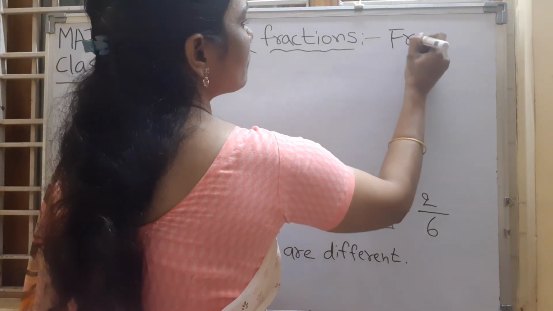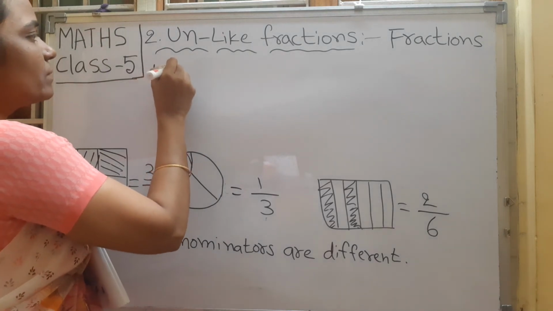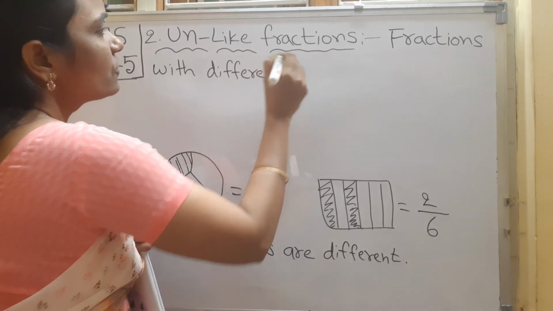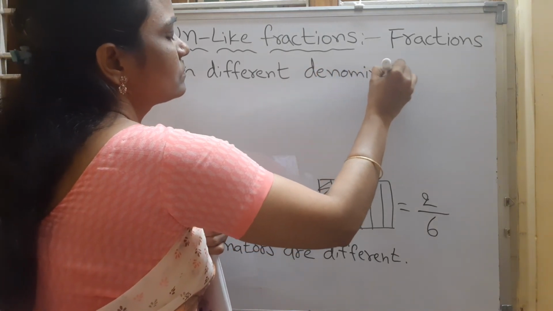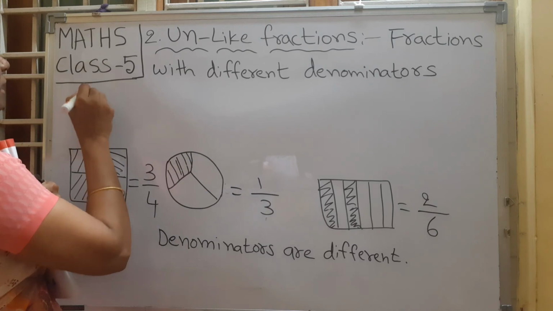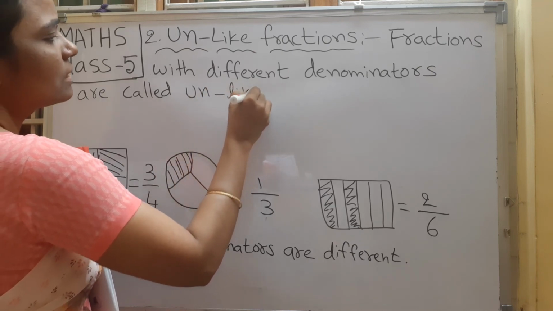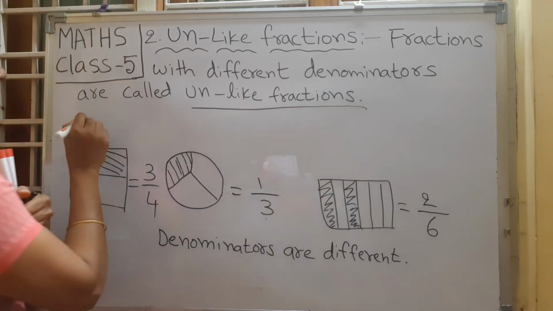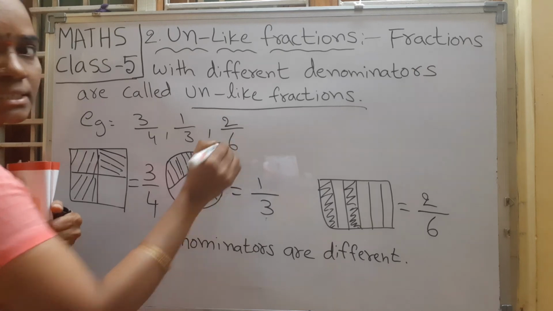Fractions with different denominators are called unlike fractions. Examples: 3 by 4, 1 by 3, 2 by 6.